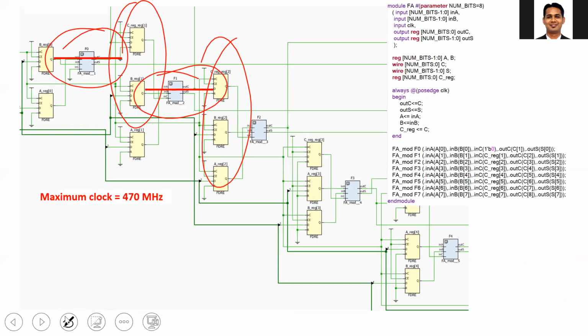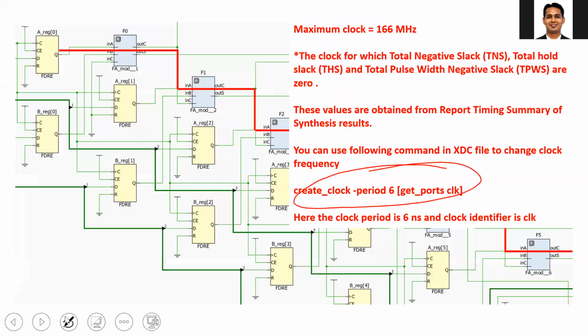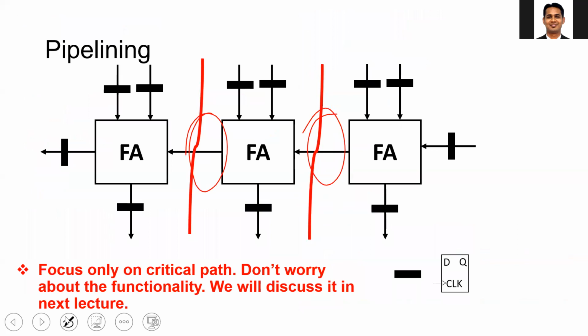Once you do the experiment, you will see that your clock frequency is around 470 megahertz compared to 166 megahertz in the case of the non-pipelined circuit. So these are the advantages of pipelining. This is just a brief introduction to pipelining. The one thing we have not discussed is how to insert the register, and we will do this in the next regular lecture of the ELD.